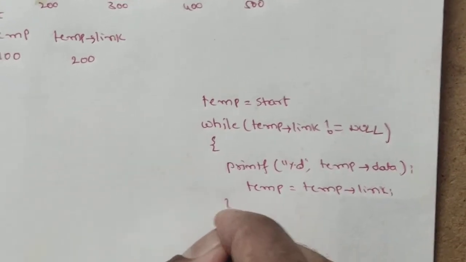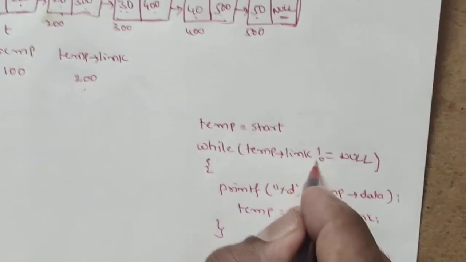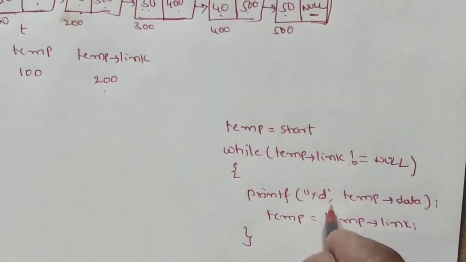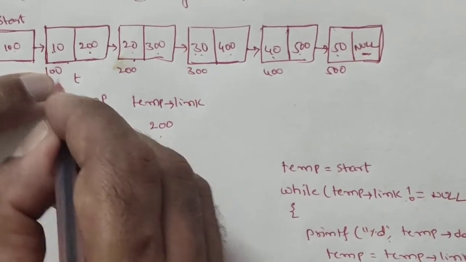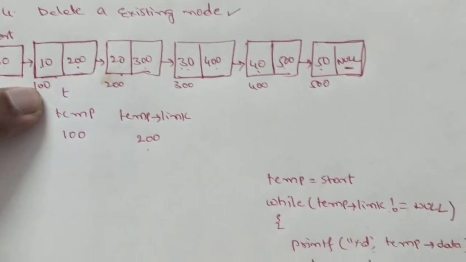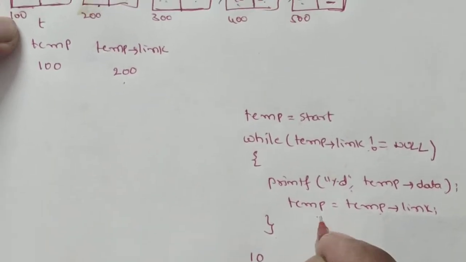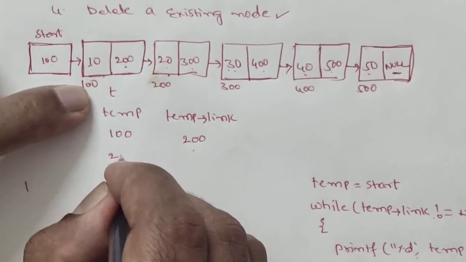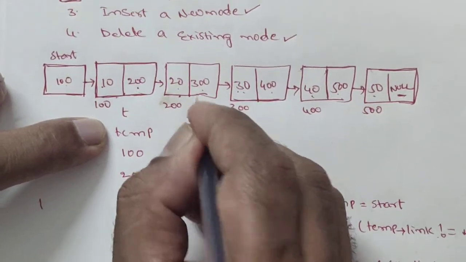I will explain. So the temp link is 200, 200 not equal to null. We can print the temp data. Temp equal to 100. In the 100 location, the data value is 10. 10 is printed. And then temp link is assigned to temp. Temp link 200 comes here. So the temp is here. Now temp is at 200.